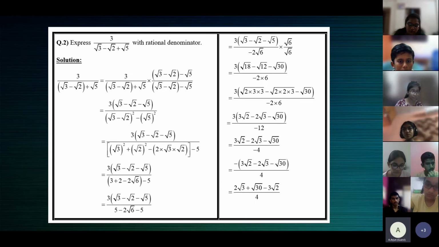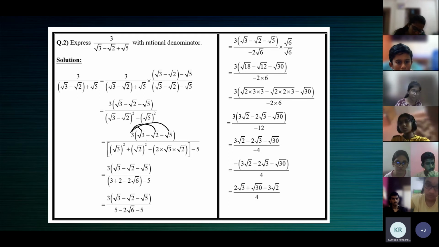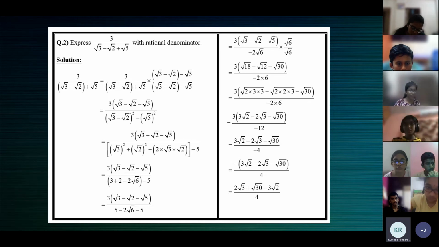So as always, we will not multiply the numerator, meaning we'll not do 3 root 3 minus 3 root 2 minus 3 root 5. We will not do that. We'll have it as it is. We'll write the same numerator here. The same numerator comes down. We'll only simplify the denominator.